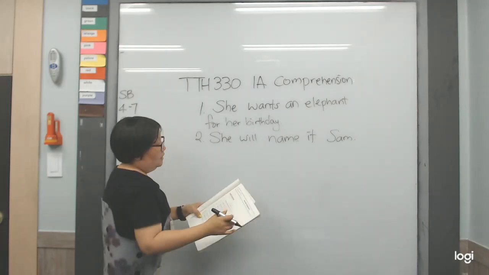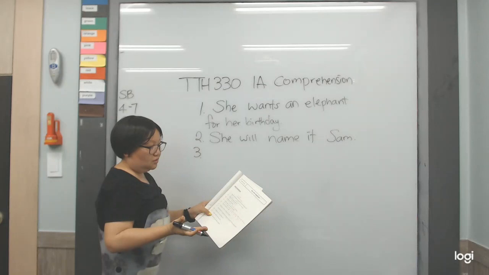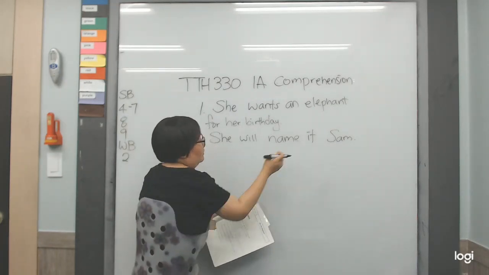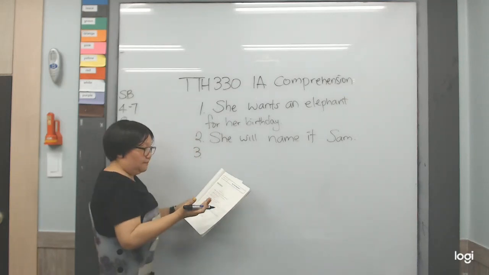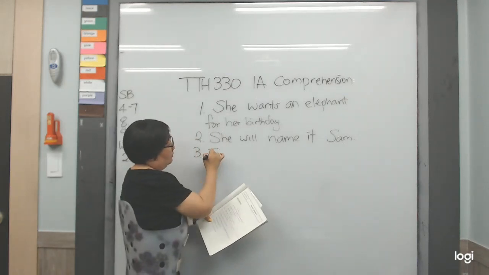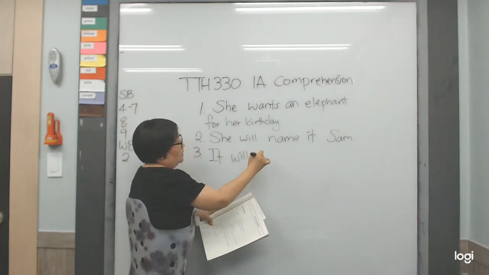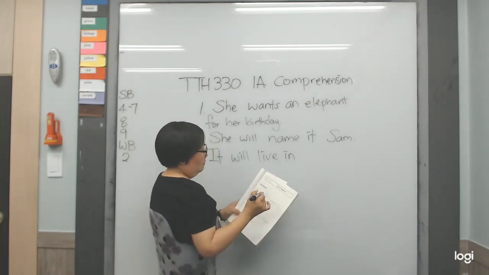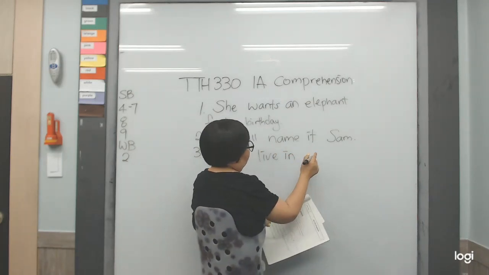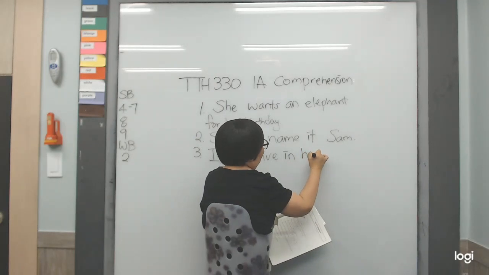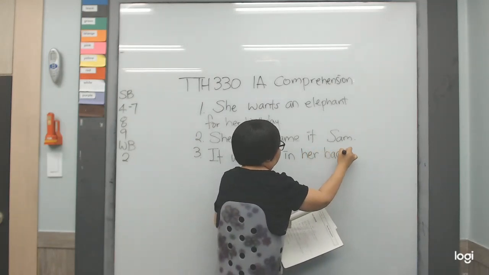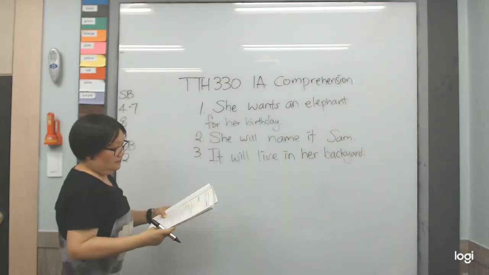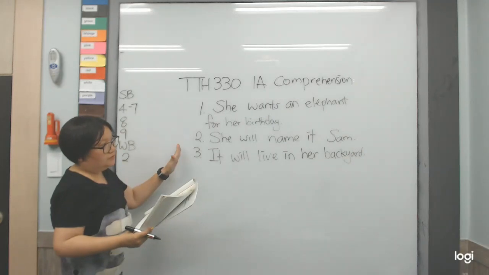Alright, again everybody, it's the same question that we did before. Where will it? So who is it? It is elephant, Sam. Where will it live? So what can we say? It will live in the girl's, her backyard. The girl's backyard. Do you understand? Okay, so please write.